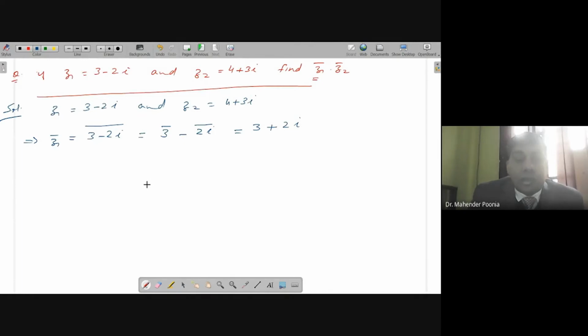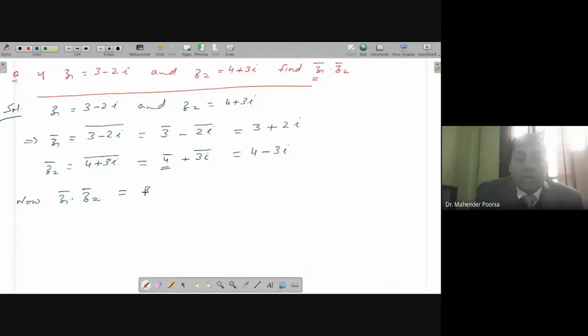No, sir. Okay. Similarly, we have to find Z2 conjugate, which is the conjugate of 4 plus 3 iota. We can write it as 4 conjugate plus 3 iota conjugate. 4 is a real number, so the conjugate of a real number is as it is, there is no change. For finding the conjugate of the complex number, we replace iota by minus iota, so this 3 iota becomes minus 3 iota, right?